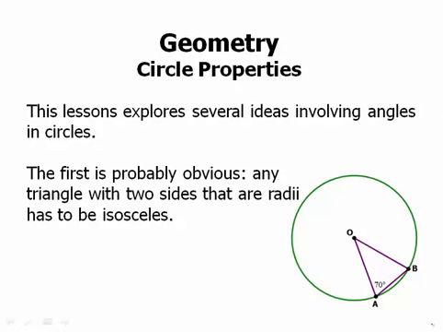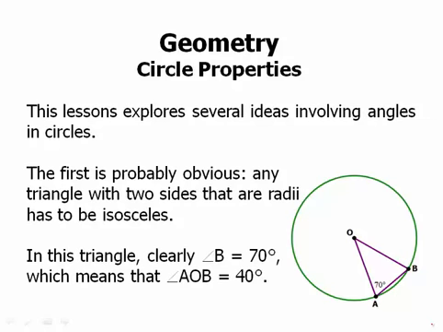Of course, if we look at this triangle here, OB and OA are radii, so of course they're equal because all radii of the same circle are equal. Well, right away that means we have a triangle with two equal sides. In other words, an isosceles triangle. And because the sides are equal, the angles have to be equal. And so we have an angle of 70 degrees at A, so that means we have to have an angle of 70 degrees at B, which leaves 40 degrees for the angle at O.